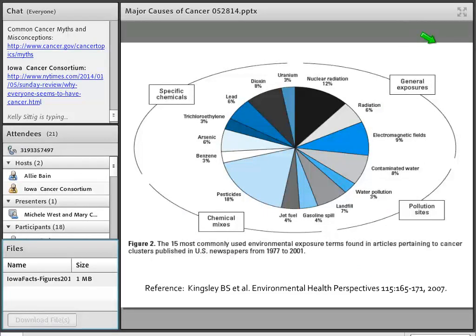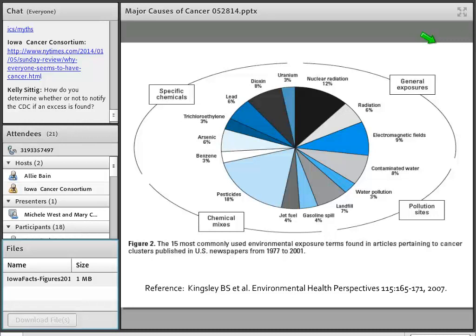Okay, this slide I just wanted to show you. It's the most commonly used environmental exposure terms that we find in articles that are related to cancer clusters. And here in Iowa, we also hear many of the same things when people contact me that are interested in having an investigation done. Big ones being contaminated water and pesticides, the biggest two. The one that I'm going to talk about mentions natural gas, so it goes along with the gasoline spill or the jet fuel that's mentioned there as well.